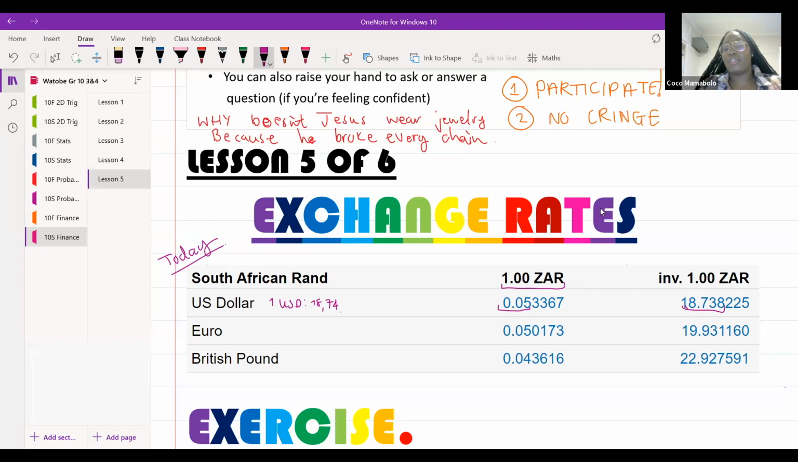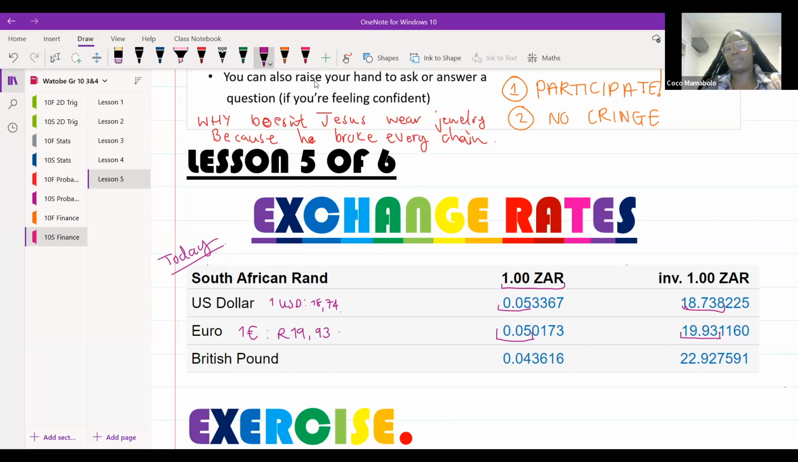Now, I'm going to ask you guys, if I have 1 rand, I can only buy 0.05 of a euro. If I have 1 euro, how much did I spend in rands? Good, that's it, Tanvir. 19 rand and 92 cents. Good, we can see it over here. That's how much 1 euro is going to cost us in rand. We're going to pay 19 rand and 92 cents.